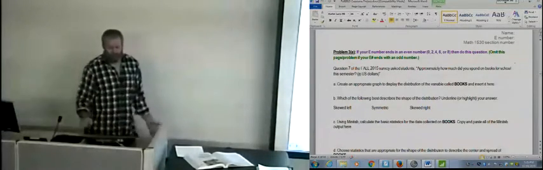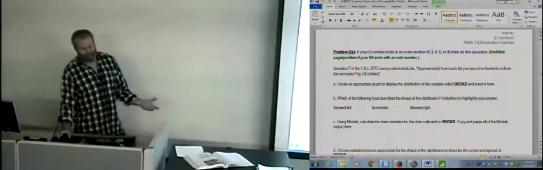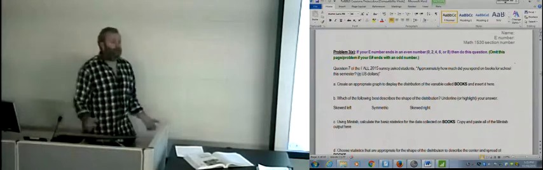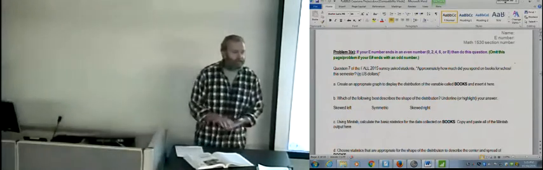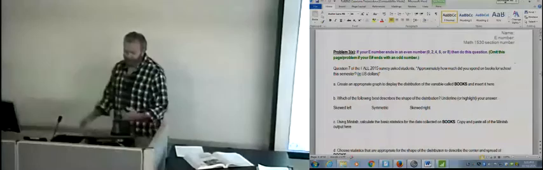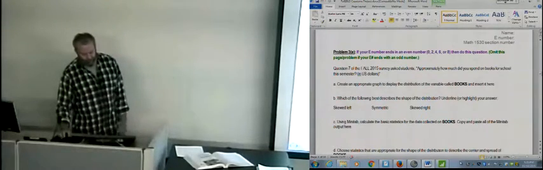Okay? Using Minitab, calculate the basic statistics for the data collected on books. In other words, the mean and standard deviation and the 5-number summary. Copy and paste it here. I will show you that.